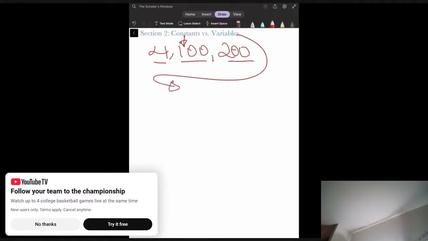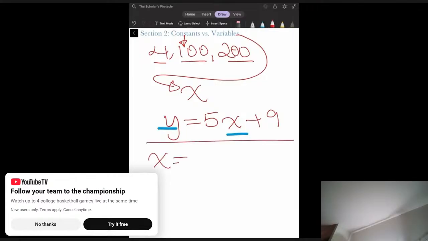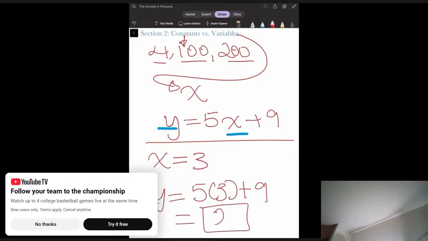For example, we have x and y in the equation y equals 5x plus 9. We have two variables. Can you spot which ones they are? Yes, I'm pretty sure you got it right. Y is a variable, so is x. If x in this equation is equal to 3, that will make y equal to 5 times 3 plus 9. Your answer is equal to, you guessed it right, 24.